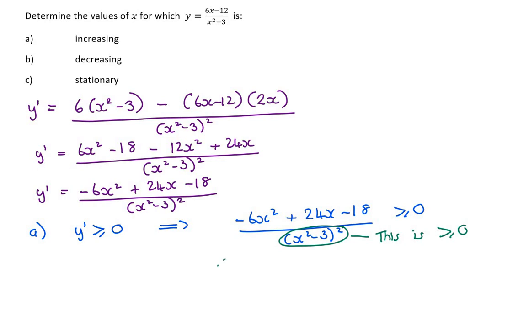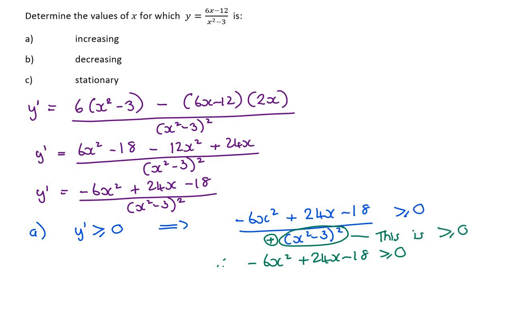So what this means is, therefore, I'm looking where negative 6x squared plus 24x minus 18 is also positive. Because if this is positive, so that's positive. I don't know if I said negative or positive just now. That's positive because it's being squared, so the top has to be positive. So basically, I'm solving an inequality just based on the numerator.